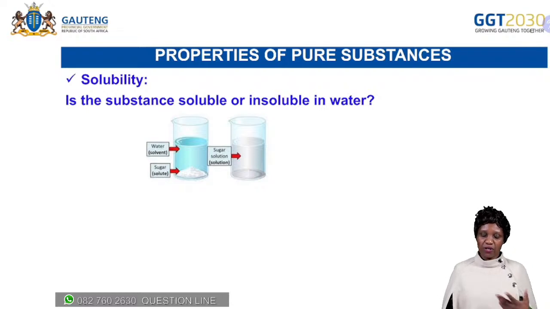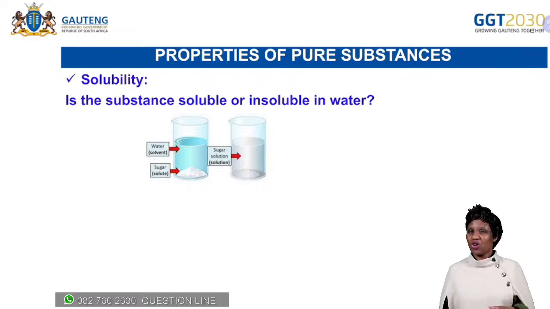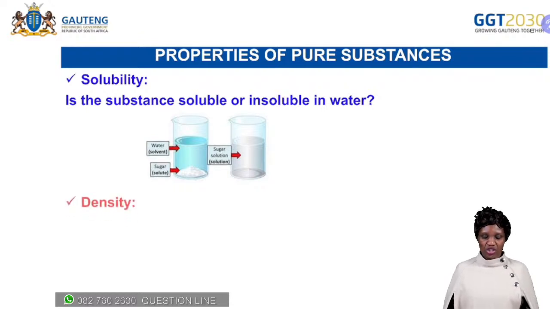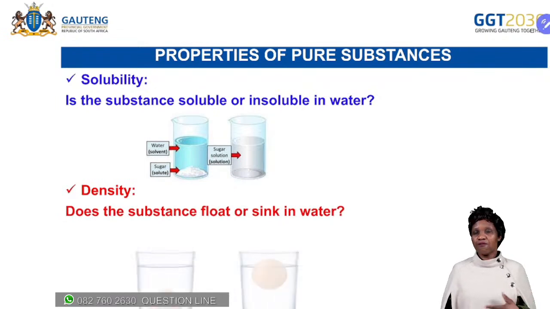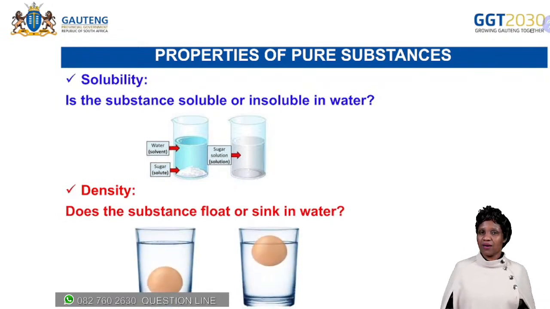We are talking about the solubility. We've got water, which is the solvent. We've got sugar, which is the solute. And then we've got a sugar solution. When we mix sugar and water, we get the solution that is sugar solution. And then we've got density. Does the substance float or sink in the water? We're talking about the density, the heaviness.